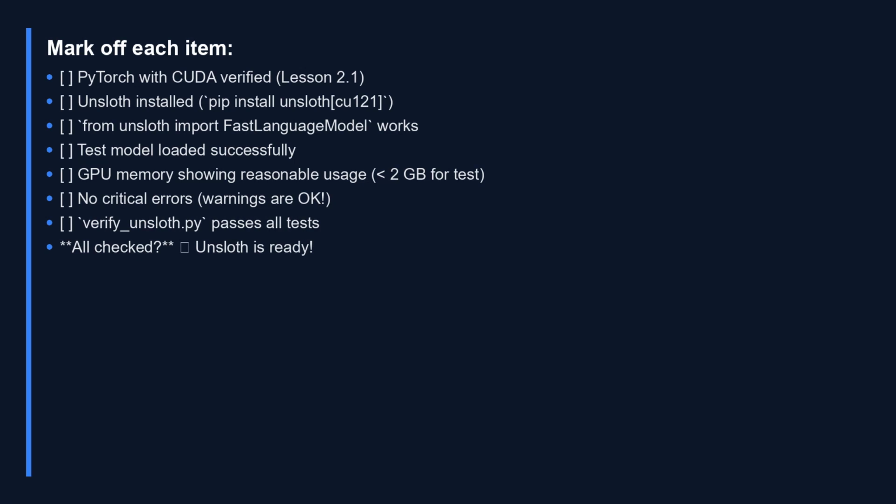Installation checklist. Before moving to the next lesson, confirm each of these. PyTorch with CUDA verified. You saw True from the torch.cuda.is_available check. Unsloth installed via pip install unsloth. The import from unsloth import FastLanguageModel completes without error. Our test model loaded successfully.